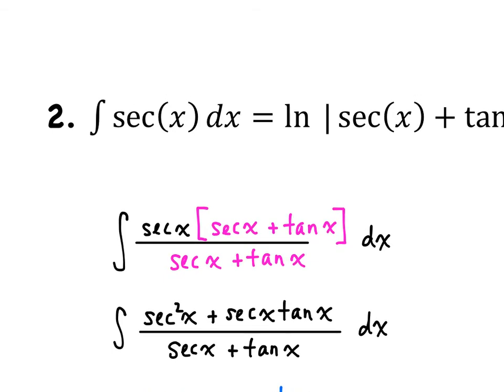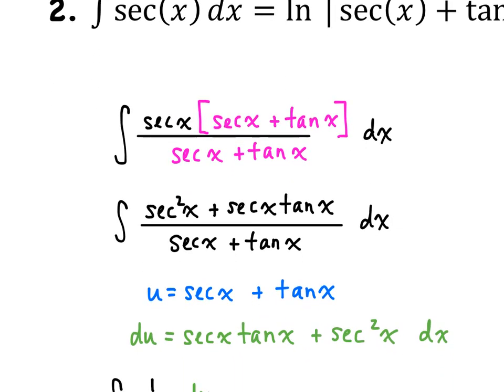Now we are going to need a u substitution at this point. Just think about what it should be. What do you think we should let u be? Hopefully you say, let u be the secant plus tangent. If we do let that be the case, it works out very nicely. What du is, secant tangent plus secant squared dx, just so happens to be the numerator, times that dx portion. So it works out very nicely for us.